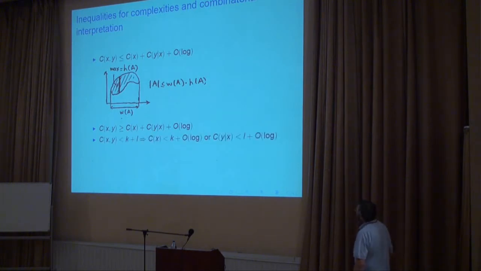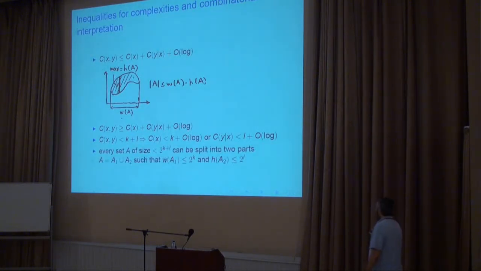Then we can formally rewrite this inequality in a more convenient form. If the complexity of the pair is less than the sum of two numbers k and l, whatever k and l are, then either the first term is smaller than k plus O of log, or the second term is smaller than l. This is just a formal equivalent of this inequality in a bit strange way. But from this we can see the combinatorial version: every set A of pairs of size 2 to the k plus l can be split into 2 parts.